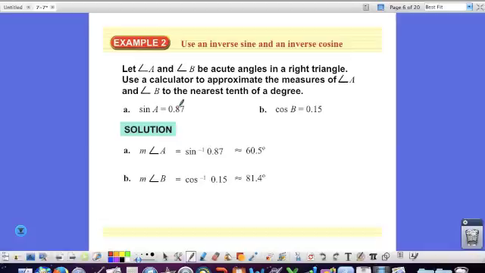Or let's say I had adjacent length and hypotenuse, and when I did adjacent divided by hypotenuse, I got 0.15. Same thing, I would go to my calculator, press the second button, then press 0.15, cosine⁻¹. I think I did that backwards. Okay, hold on a second. I'm having an issue with my scientific calculator, but it is 81.